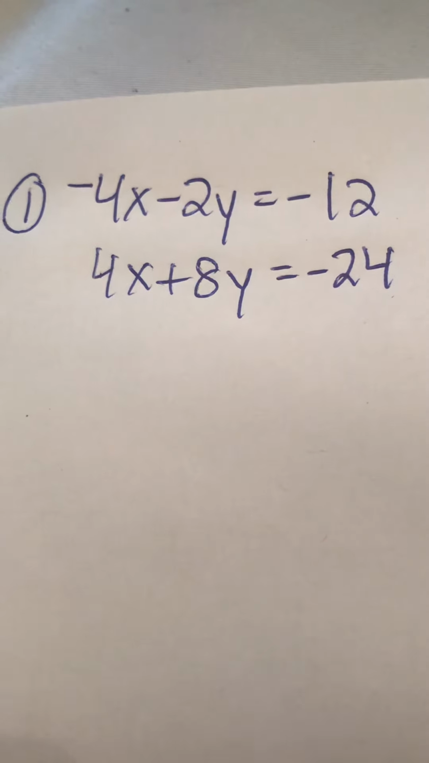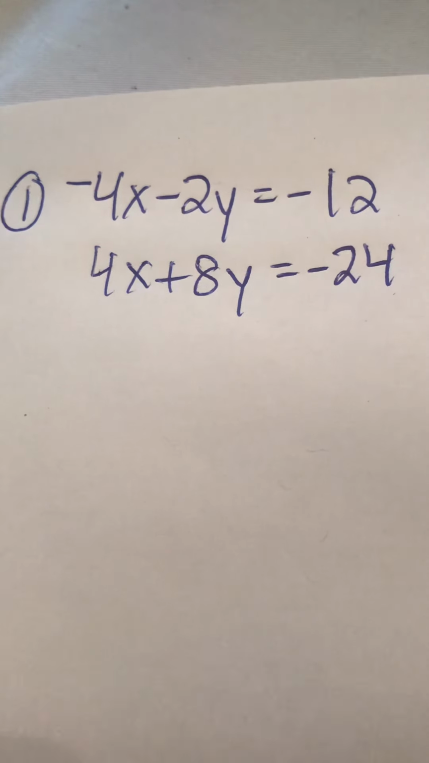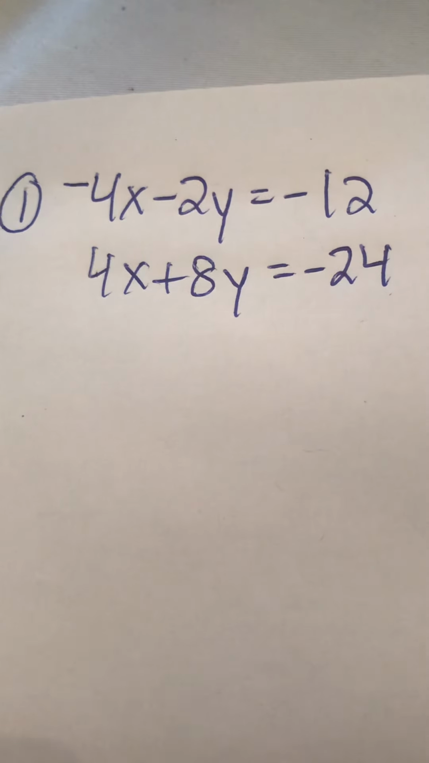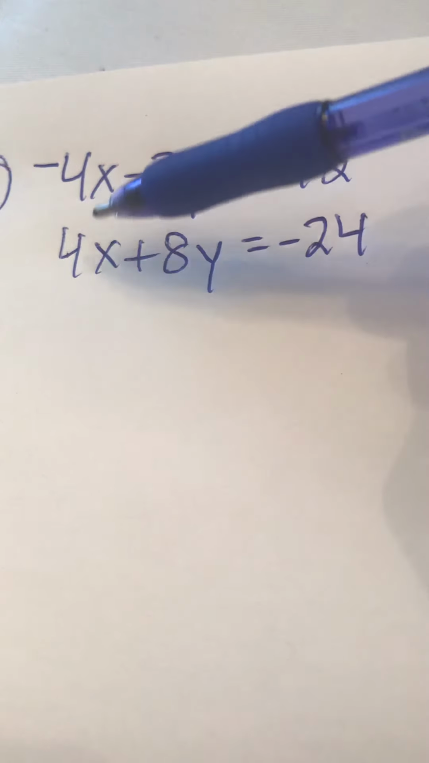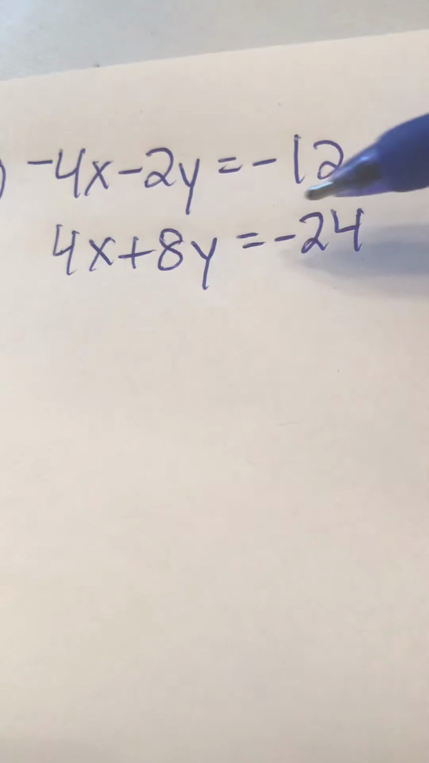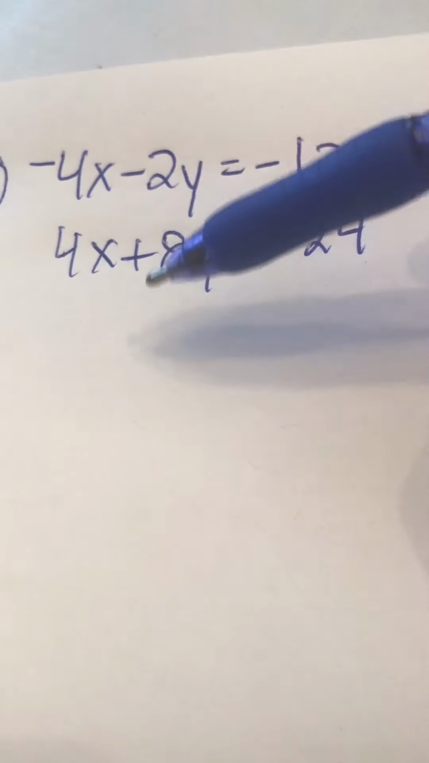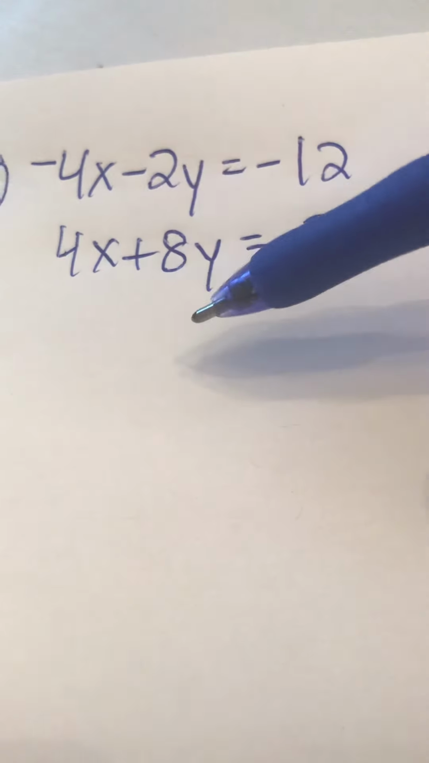Okay, so our first system is negative 4x minus 2y equals negative 12, and 4x plus 8y equals negative 24. For this system, it's a pretty simple one because both of them are in standard form. And here we have opposite coefficients, which is great because that means we can go ahead and eliminate one variable by adding. So I'm just going to put the addition sign right below. We're going to add throughout.